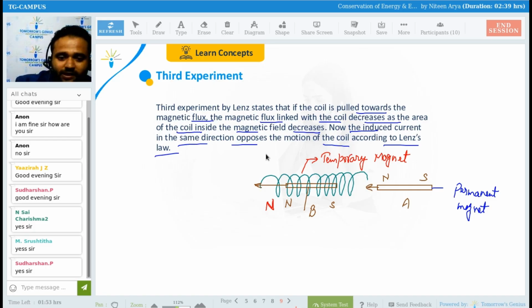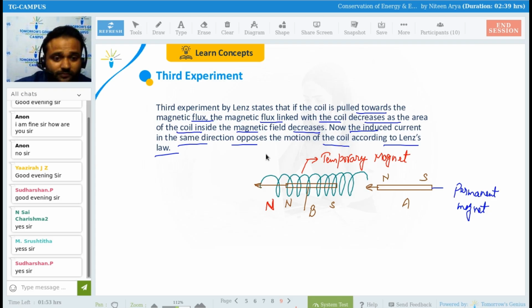Understood? Because at this particular moment, my north pole is here. So obviously, if this coil tries to oppose this particular flux, this end needs to become north. Clear? Is this clear, beta? Now what is written over here?